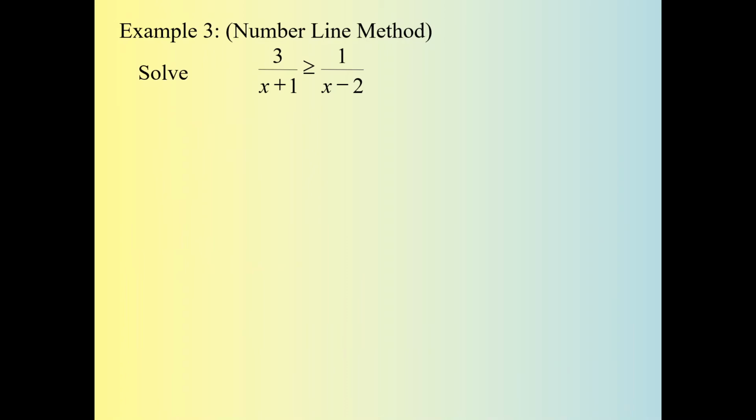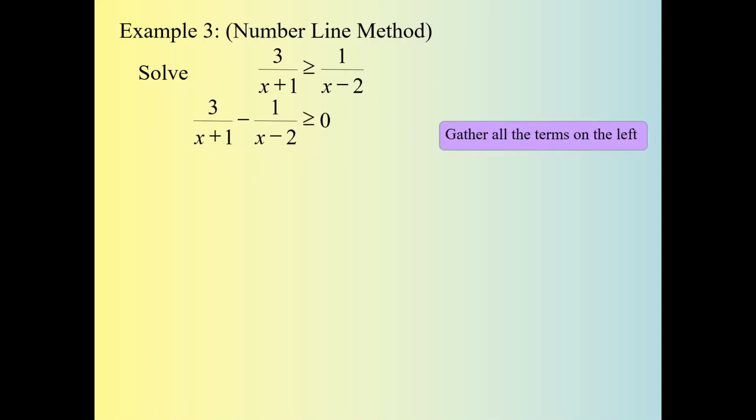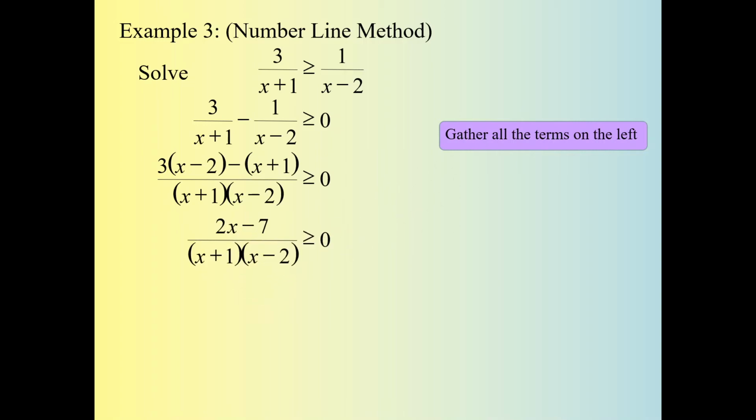Example number 3. Solve 3/(x + 1) is greater than or equal to 1/(x - 2). So gather all the terms on the left, simplify: (2x - 7)/((x + 1)(x - 2)) is greater than or equal to 0. Let us consider all positive factors.